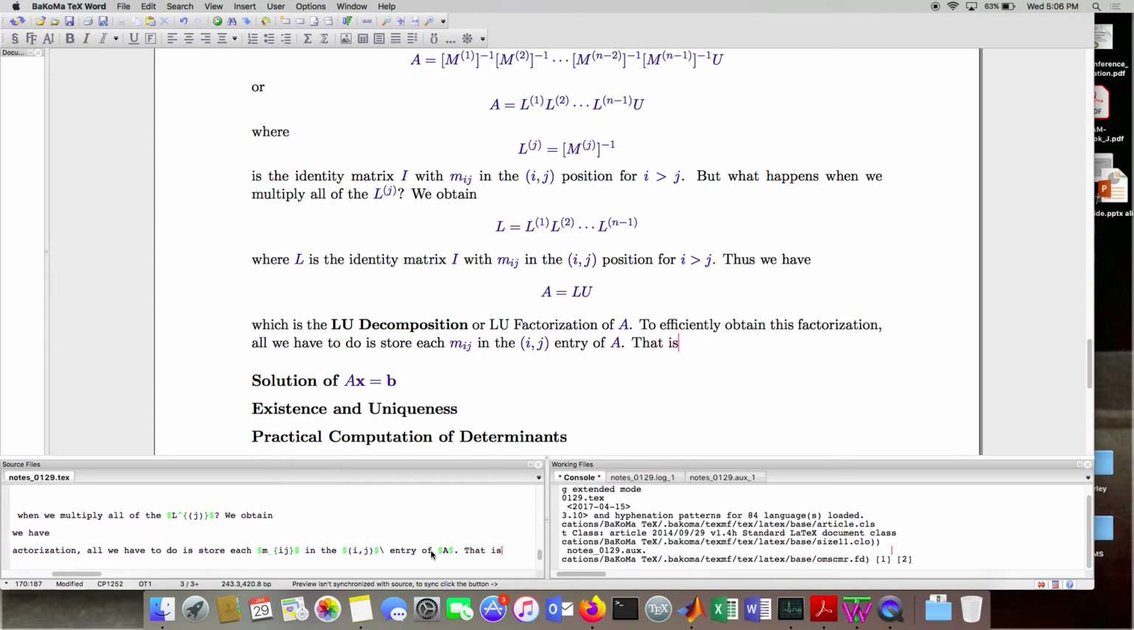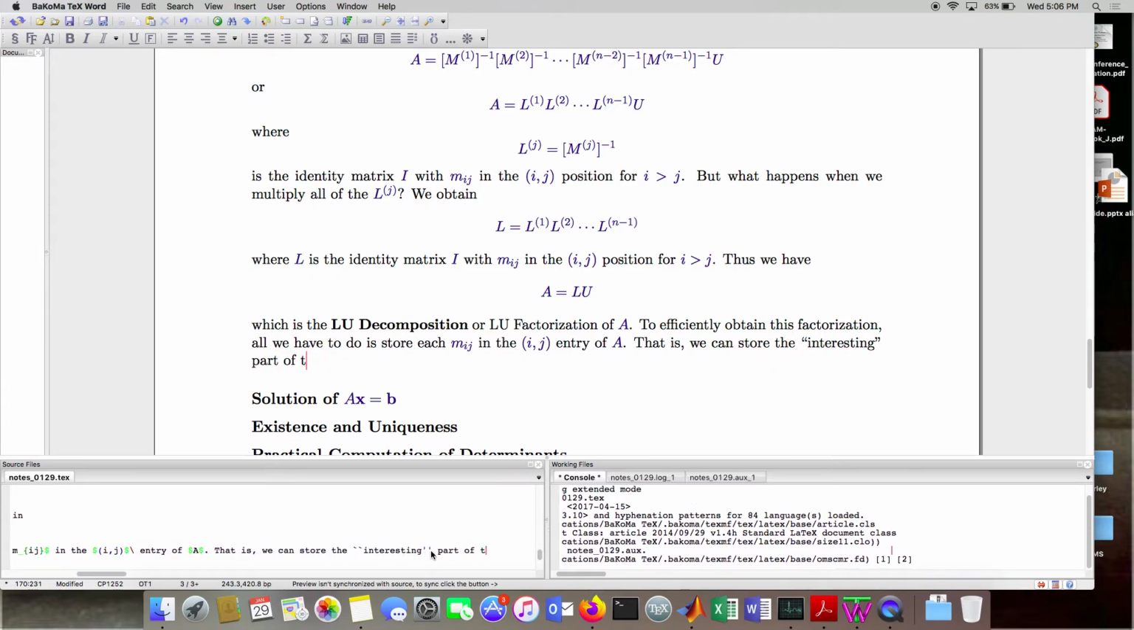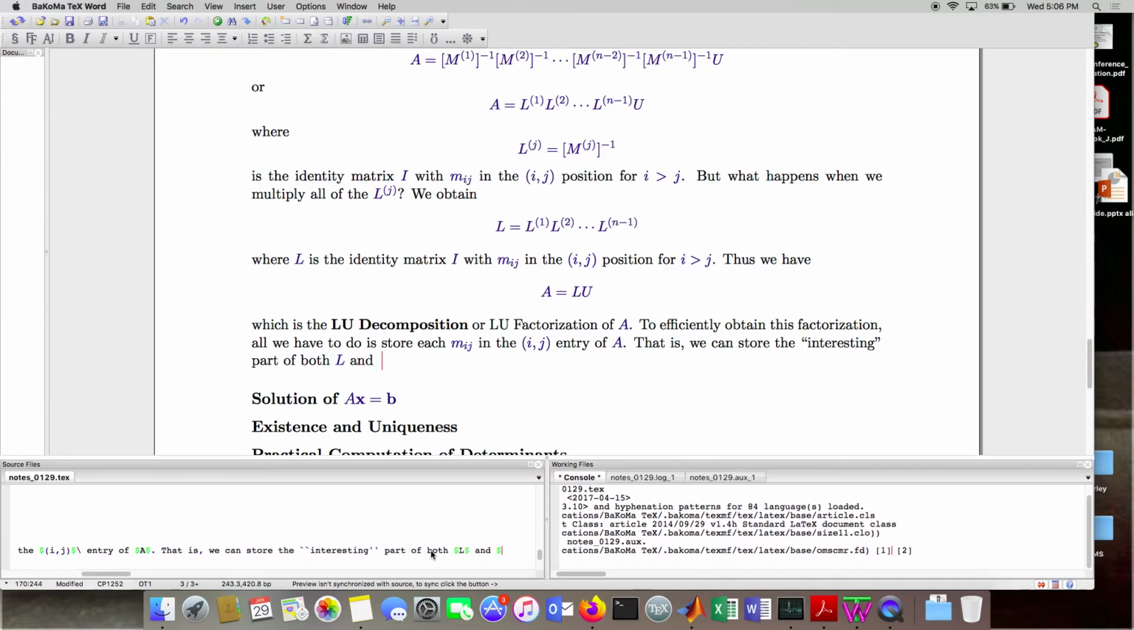So that is, we can store the interesting part of both L and U within A. So in other words, A is being overwritten by the interesting contents of L and U.